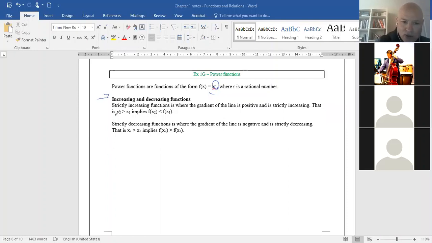Now we know, and I'm going to draw this one here, if we've got a straight line, this is my axis, and I've got a straight line, as x increases, so x increases, that's what's saying x2, the next value of x, sorry, is bigger than the previous value. So as x increases, what's happening? It's getting bigger and bigger. This means that it is a strictly increasing function.